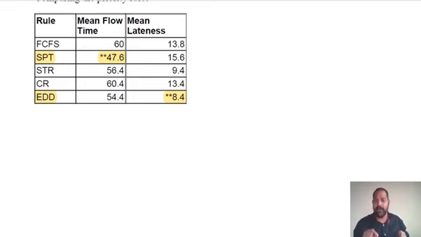What do you mean by lateness? Well, obviously lateness is very easy. How late is going to be the job? So the lesser the lateness, it's better. But sir, I don't understand what this mean flow time is. Well, mean flow time is how long on an average does a job be in the system.